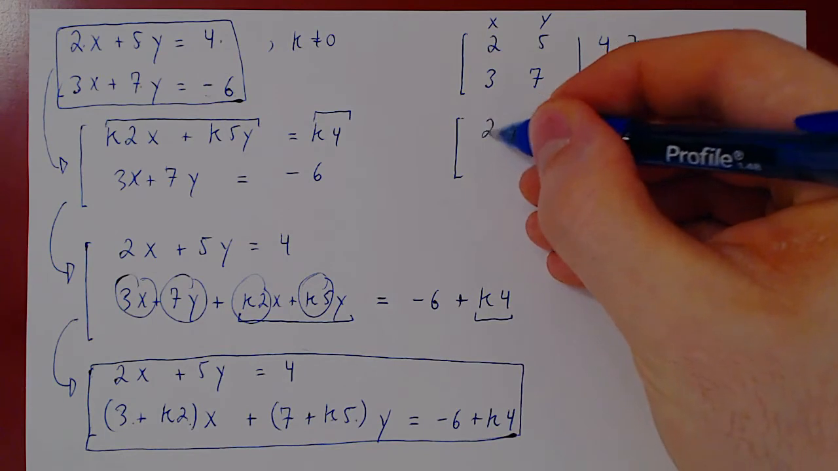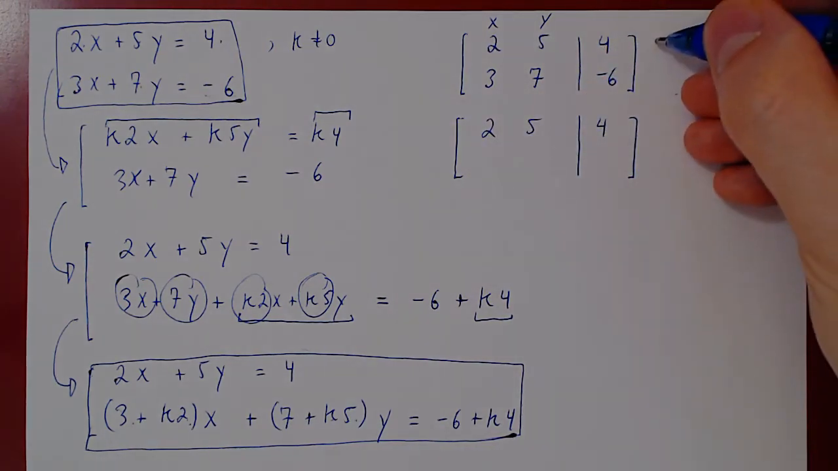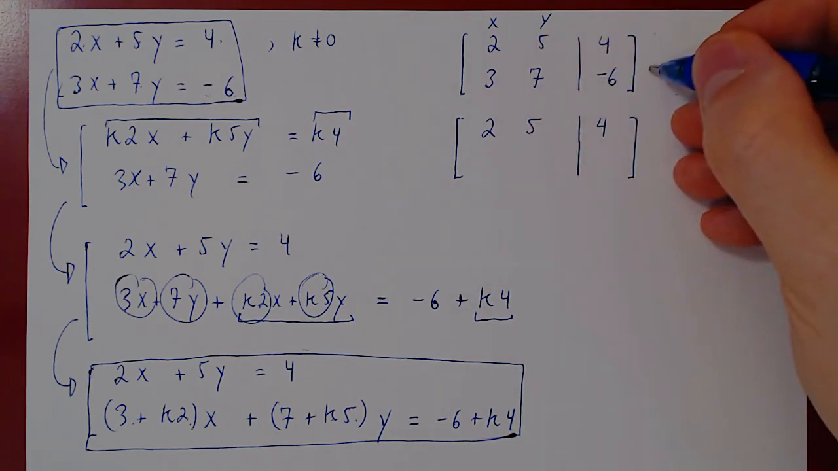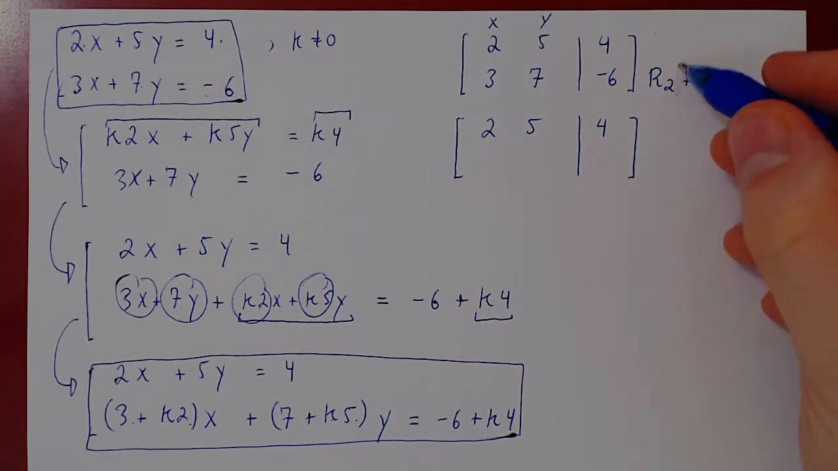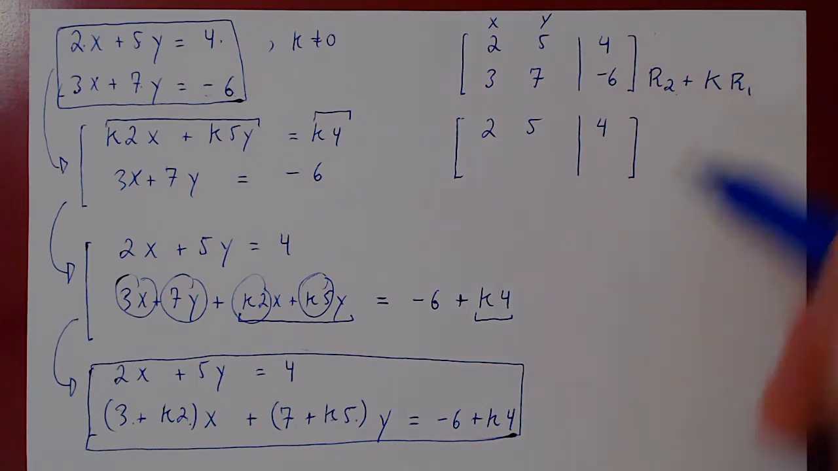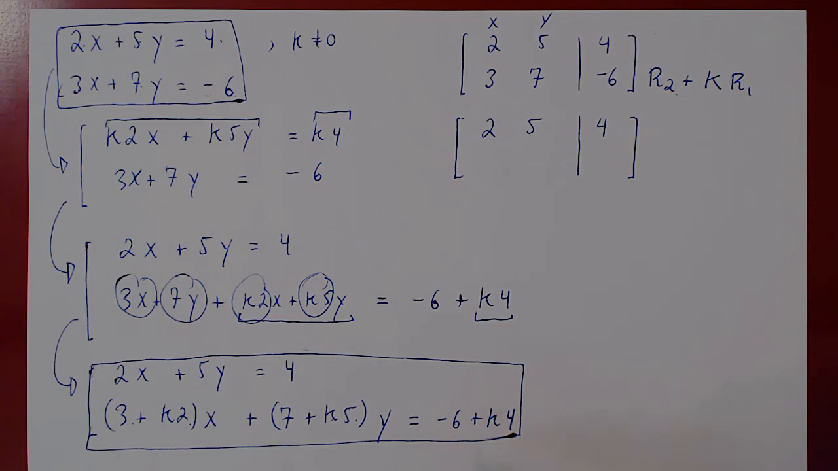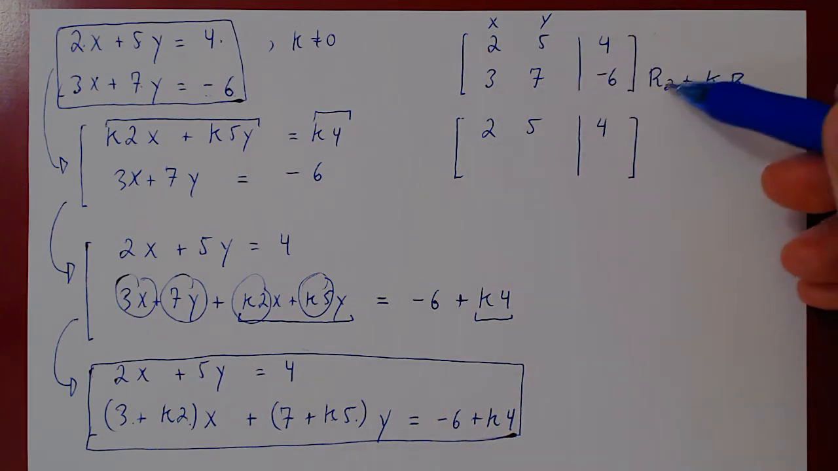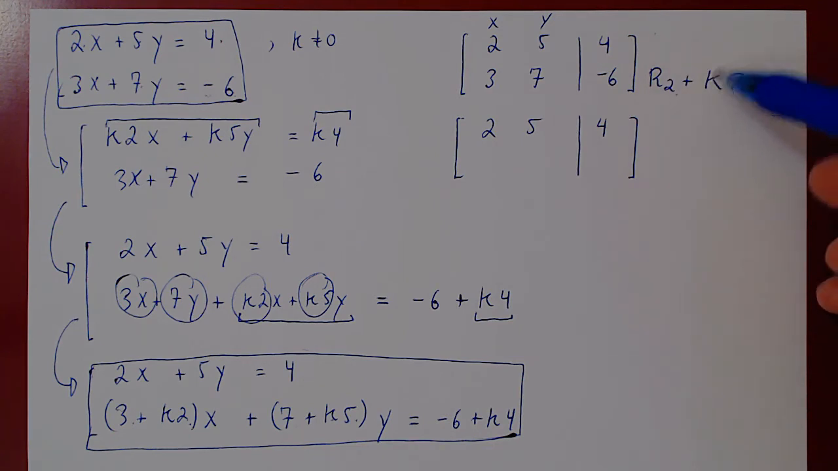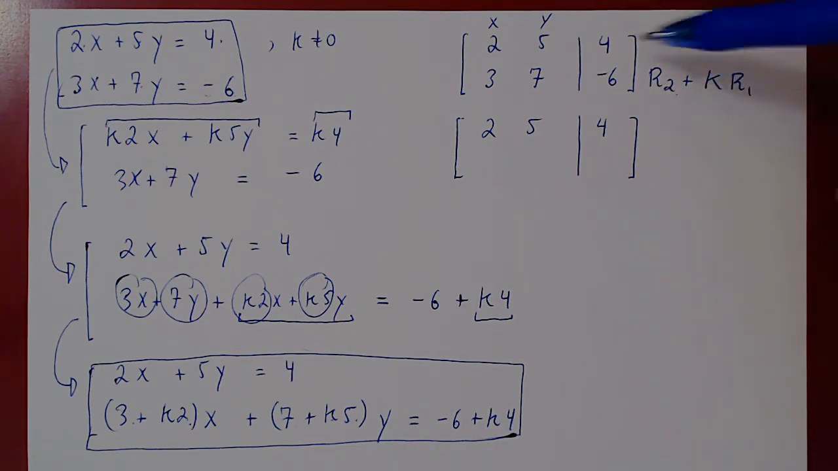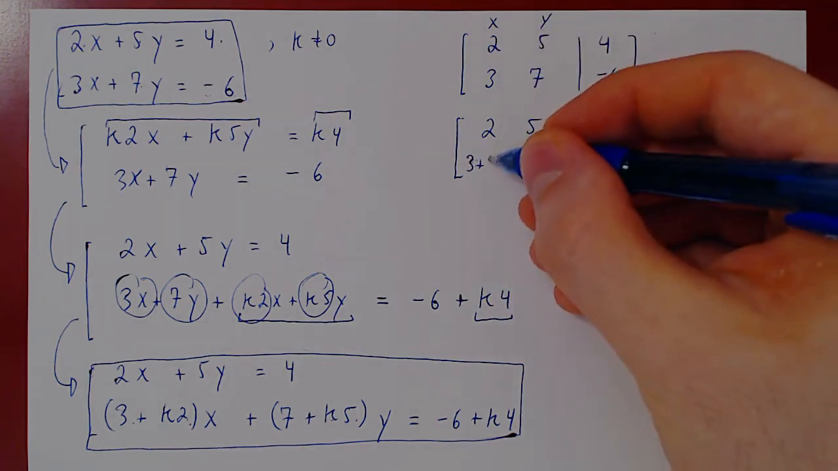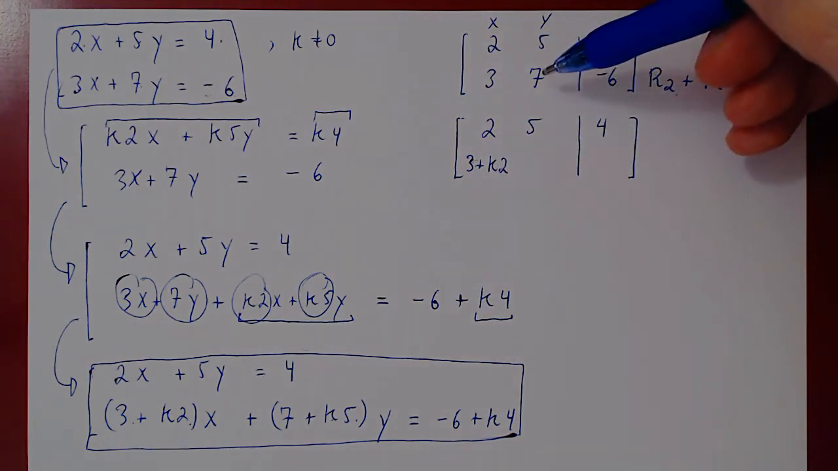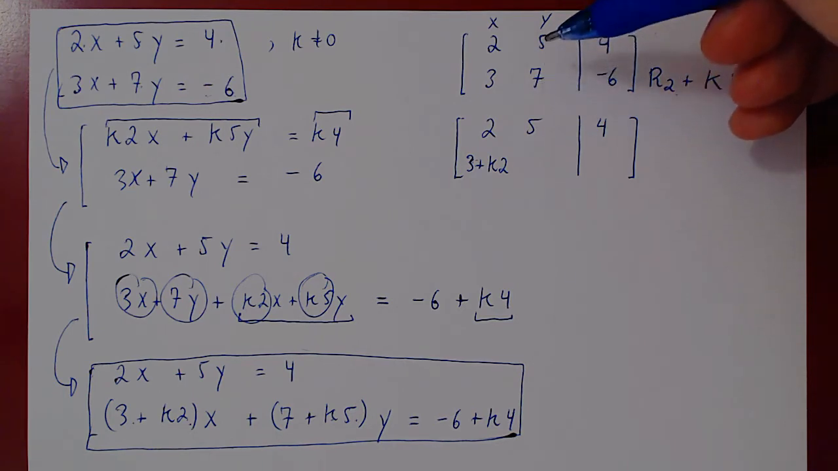Row 1 has stayed the same. And now we said that we changed row 2, and we did row 2 plus k times row 1. So we are adding to row 2 a multiple of row 1. So let's see, will this be consistent with our linear system? Well, when we add to a row a multiple of a different row, naturally we will add corresponding entries. So we do row 2, 3 plus k times row 1. So 3 plus k times 2. And we keep going. Row 2 plus k row 1, so 7 plus k times 5.